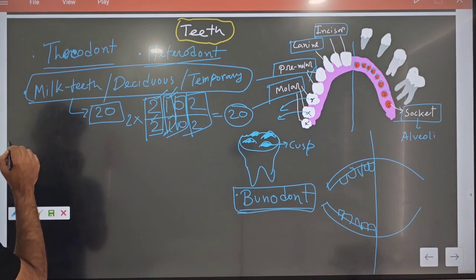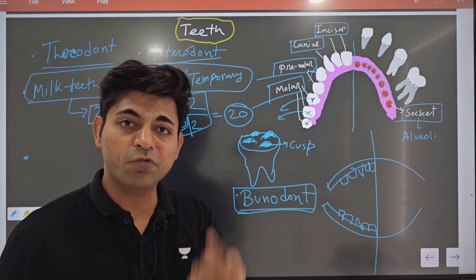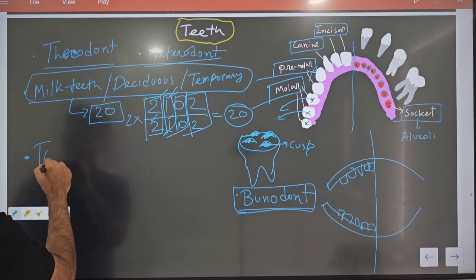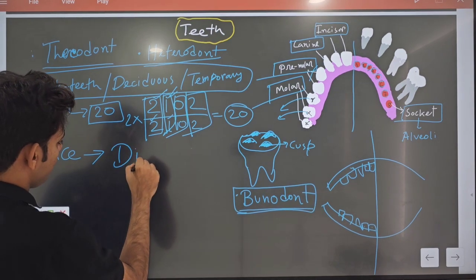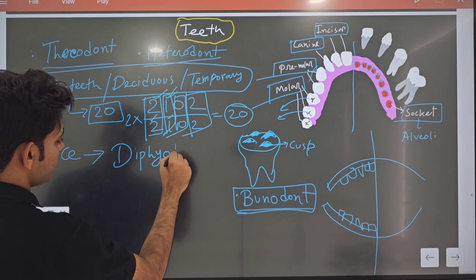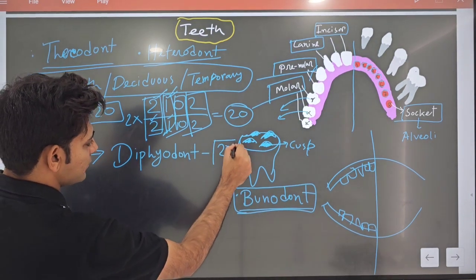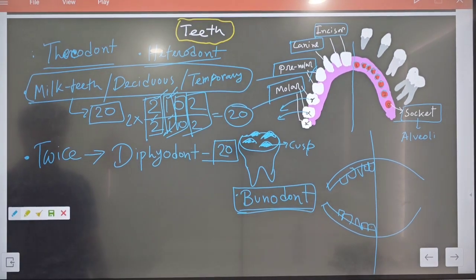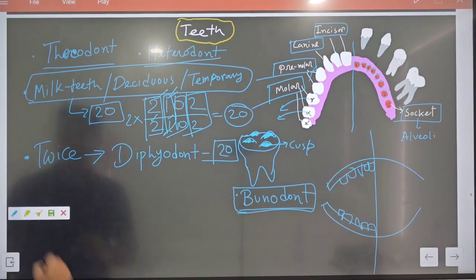Okay, so here we have seen a few teeth. These 20 teeth will appear twice in our lifetime. So teeth which appear twice in our lifetime are called diphyodont. And how many are diphyodont? These 20 milk teeth are diphyodont. If somebody asks you the formula of diphyodont, then 2102 by 2102.